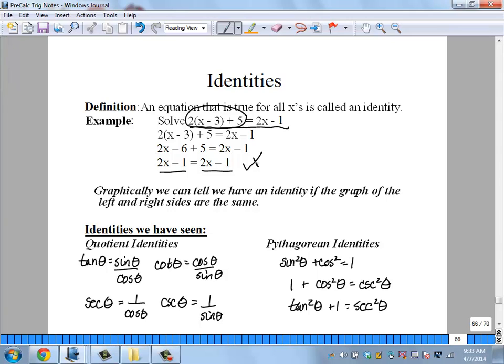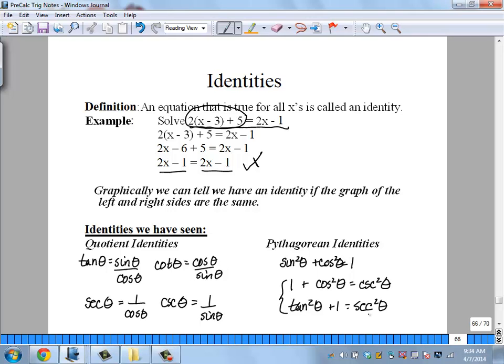Okay. Identities we've seen so far: tan theta equals sine over cosine, secant theta equals 1 over cosine, cosecant theta is 1 over sine, and cotangent equals cosine over sine. And then we've got Pythagorean identities, which are sine squared plus cosine squared theta equals 1. And then if you divide each of those terms by cosine squared and then again sine squared, you'll come up with these other two identities, which is 1 plus cotangent squared theta equals cosecant squared theta, and tangent squared theta plus 1 equals secant squared.